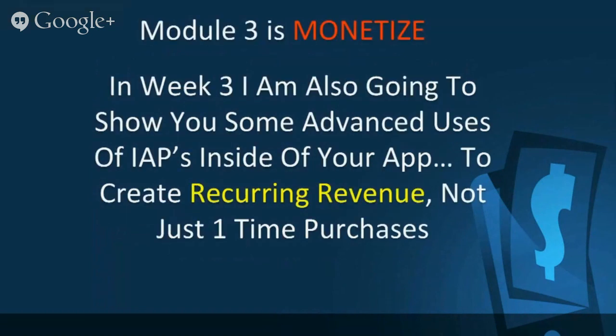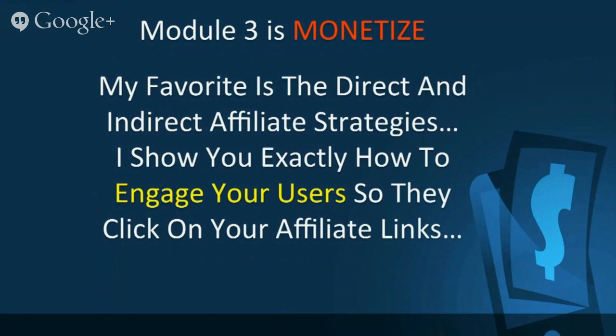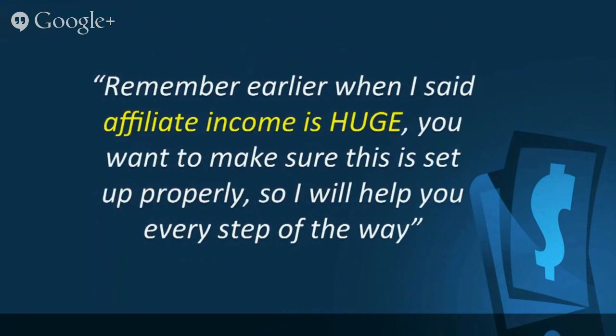In week 3, I'm also going to show you some advanced uses of in-app purchases inside of your app to create recurring revenue, not just one-time purchases. My favorite is the direct and indirect affiliate strategies. I show you exactly how to engage your users so they click on your affiliate links. Remember earlier when I said affiliate income is huge? You want to make sure you set this up properly, so I will help you every step of the way.